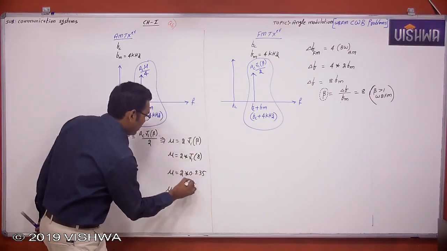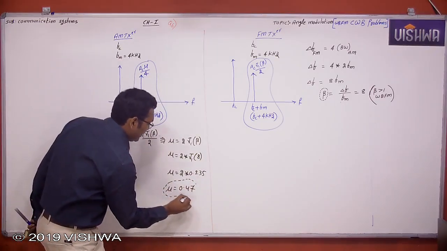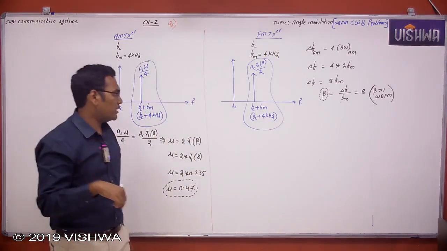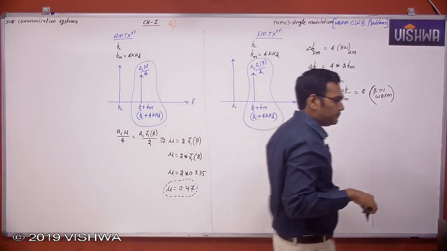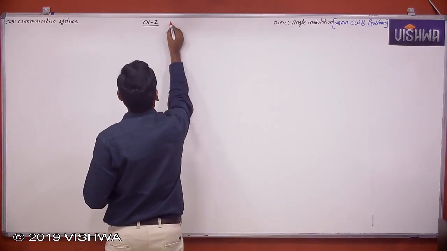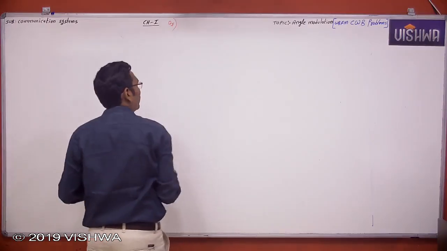This is the modulation index in AM and this is the modulation index in FM. He is asking these two questions, then these two are over. Now question number 7 in our workbook.